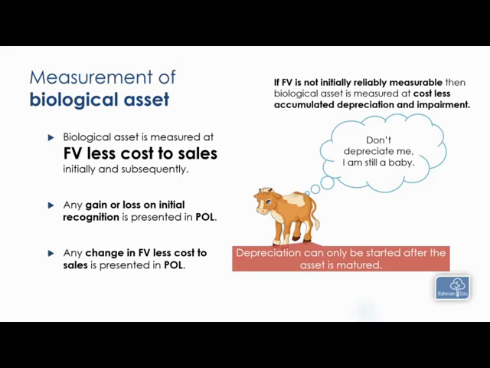Once the fair value of such a biological asset becomes reliably measurable, you must start measuring this biological asset at fair value less cost to sell. Do not measure this biological asset at cost less accumulated depreciation and impairment anymore because you know the fair value.